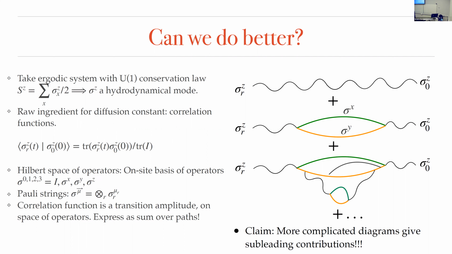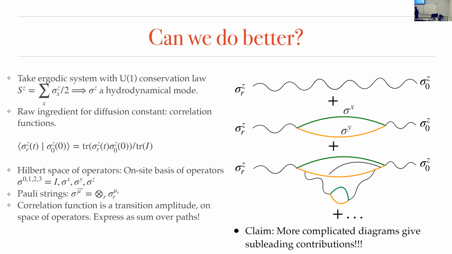So the point is that this correlation function, from which we can calculate all of the diffusion constants and transport coefficients and whatnot, is really of the form of a quantum mechanical transition amplitude, but on the space of operators, right? So the story here is you start with some operator sigma z at site r, you time evolve it in the Heisenberg picture for time t, and then you take its inner product with sigma z at site 0. So you've taken some operator, you've hit it with a unitary linear operator, and then you've calculated its overlap with another operator. And so actually, this is a transition amplitude on the space of operators.